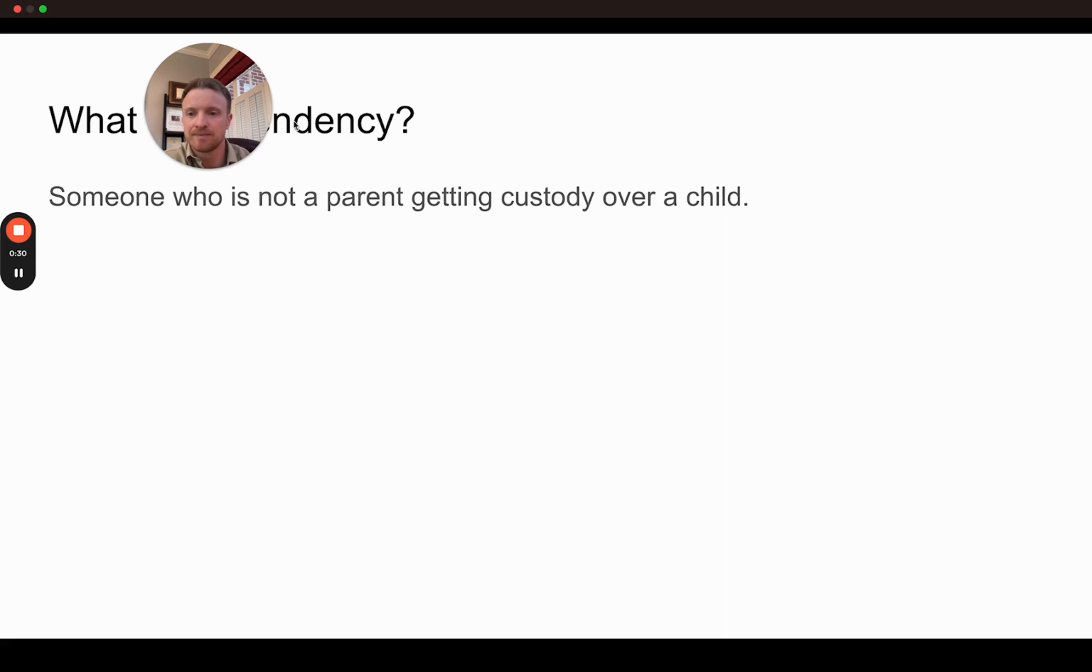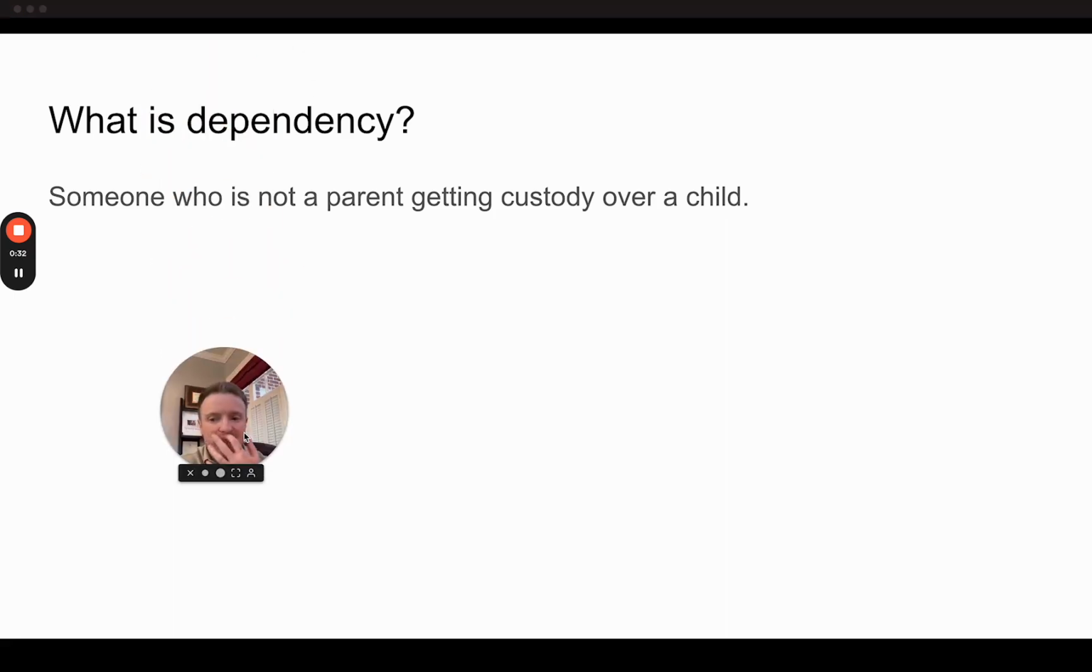Okay, so first of all, what is dependency? Dependency is when someone who is not a parent is filing with the court to get custody over the child. So anyone, whether it's a relative or even a non-relative, can file for custody over another child, and we file it in juvenile court, and it's called a dependency action.